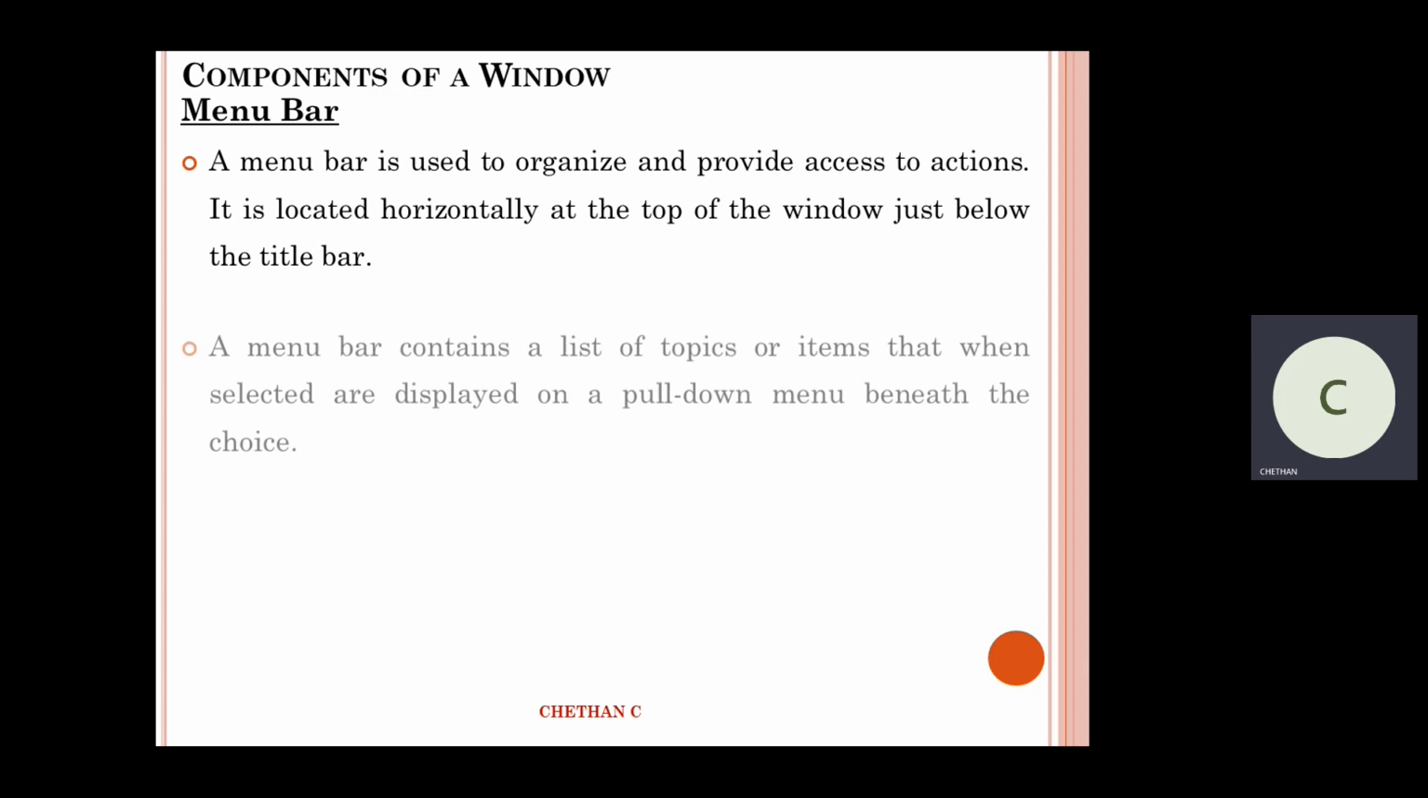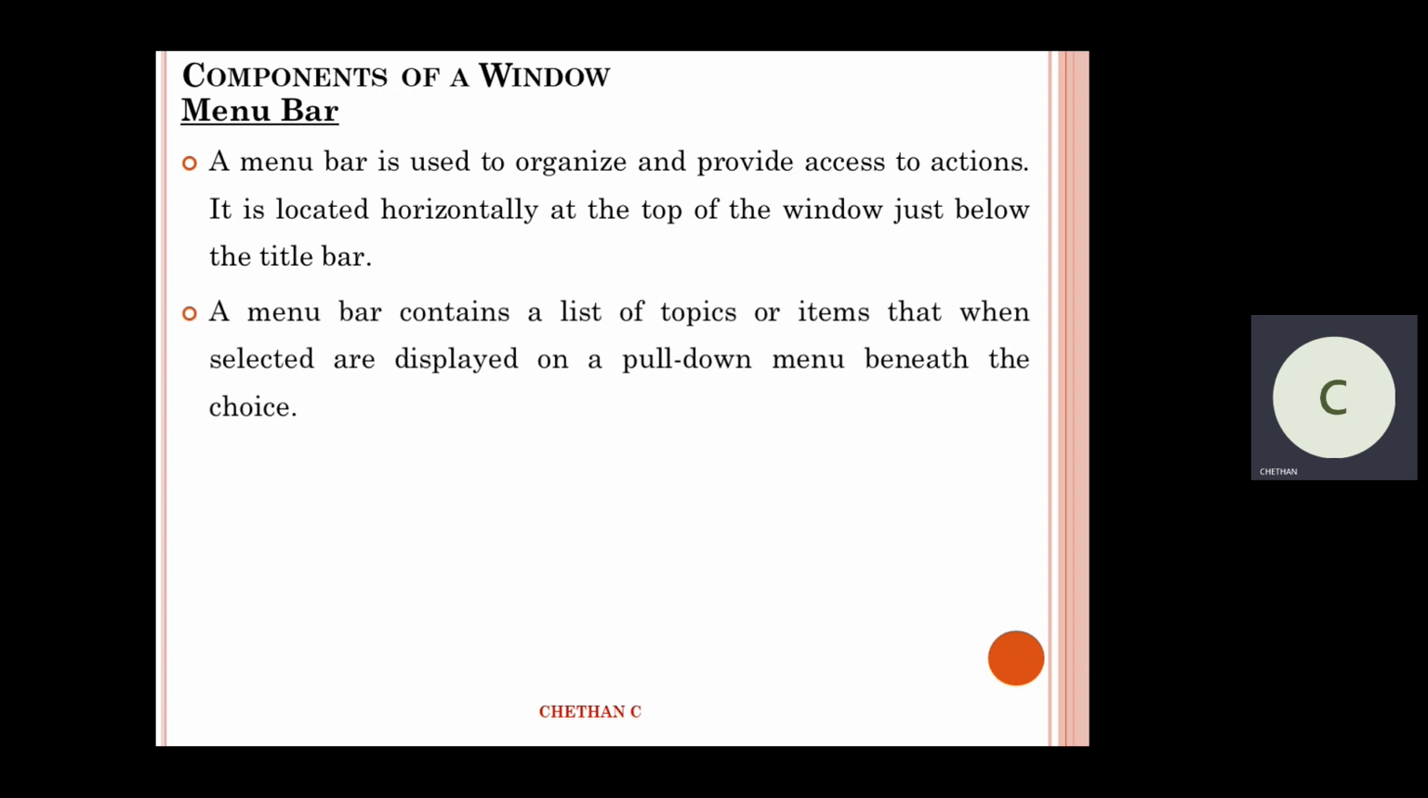The next one is a menu bar, where you basically go and do the work. A menu bar is used to organize and provide access. What are the actions to be done? It will be done there. It will generally be located horizontally at the top of the window. It will contain all the topics or items which you are going to select, or it can be displayed using a pull down menu.